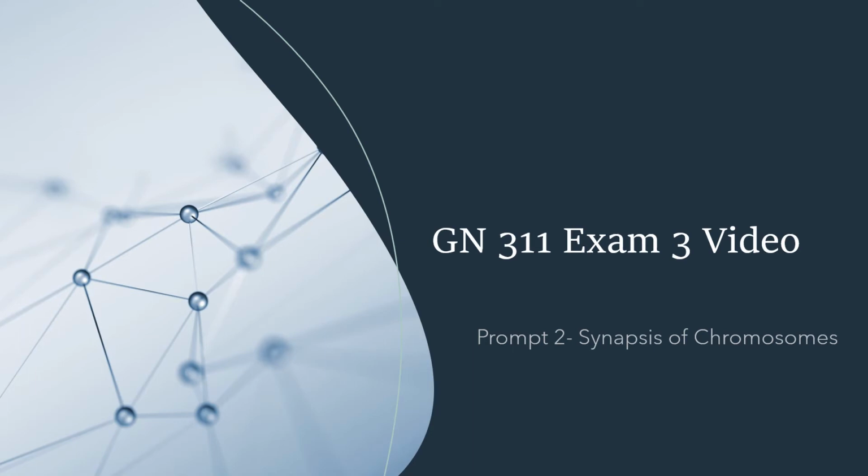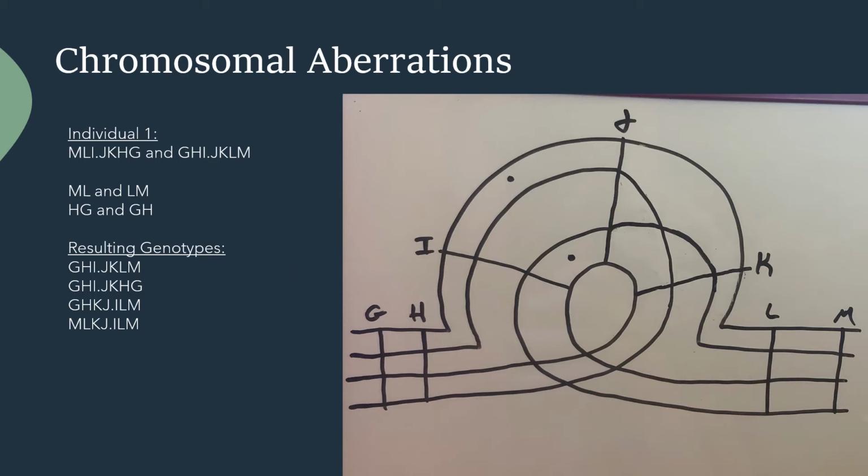Hello, I'm going to be talking about synapsis of chromosomes. So we're given this individual with these two genotypes, and now I've drawn the loop and I'll show you how we get these resulting genotypes.